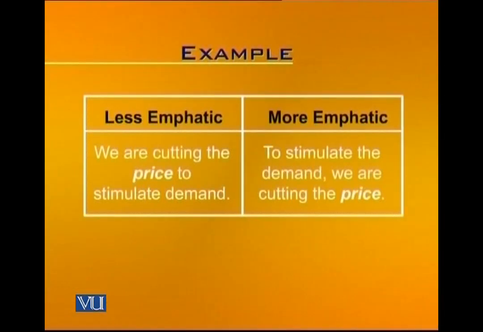Let's have a look at a sentence in its less emphatic form and more emphatic form, a form which has less emphasis, and then we will see the same sentence with more emphasis. If you say something like, we are cutting the price to stimulate demand, in this sentence there is not much emphasis on what is happening and what the result will be, what it is that you really want to emphasize. Whereas if you say, to stimulate the demand we are cutting the price, here you have more emphasis on the fact that demand will be stimulated and also the fact that price will be reduced.